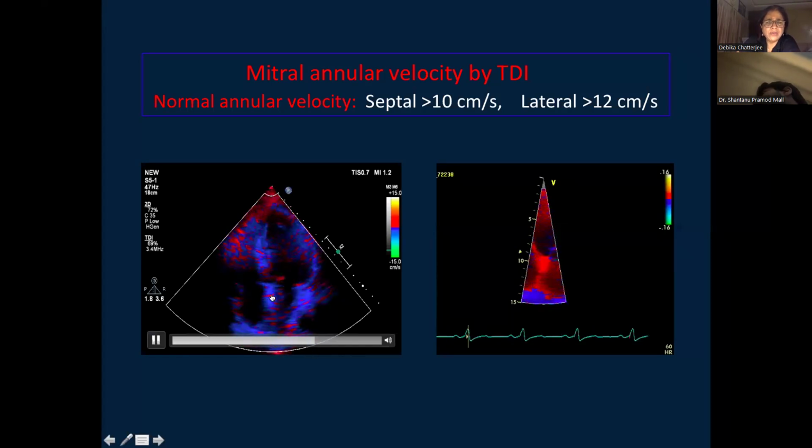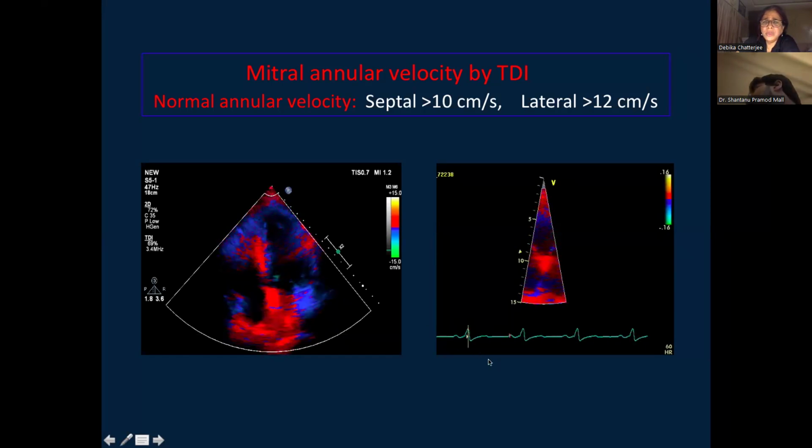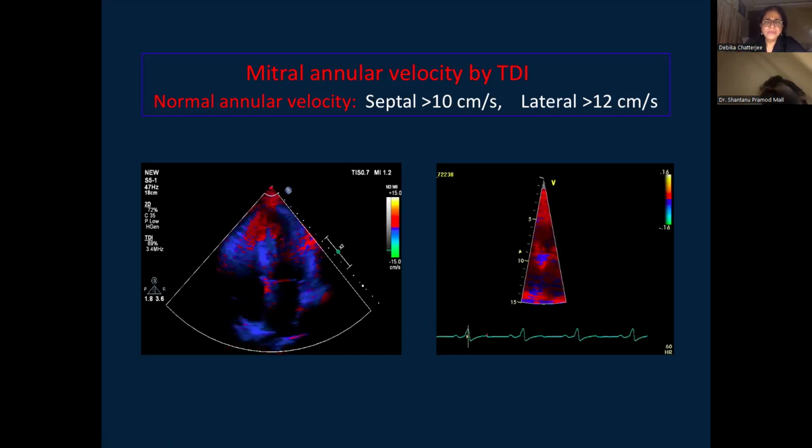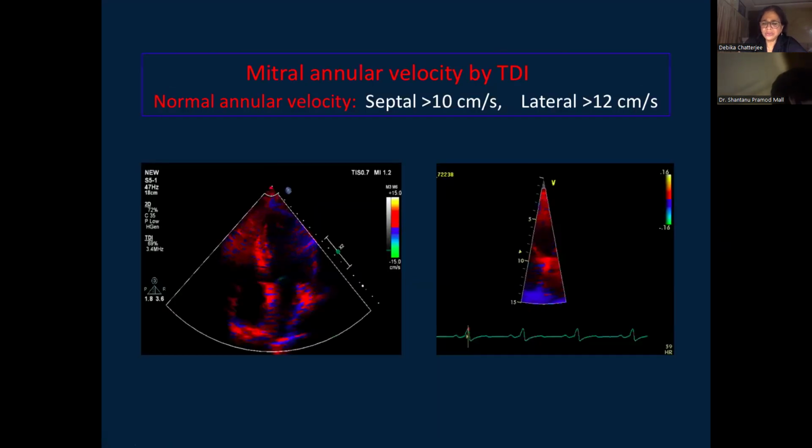So mitral annulus, here is the septal mitral annulus, and here is the lateral annulus. So we are going to measure the diastolic velocities of these two annuli. Before measuring, we reduce the sector width to get a higher frame rate, which is necessary for tissue Doppler imaging. Normally, the velocity of the septal annulus is more than 10 centimeter per second, and of the lateral annulus is more than 12 centimeter per second.